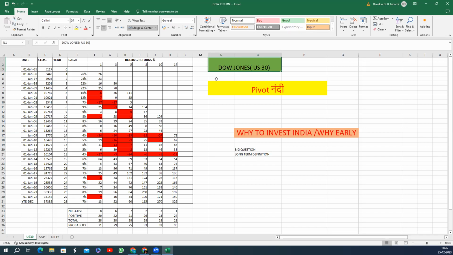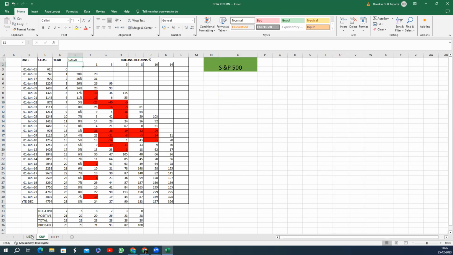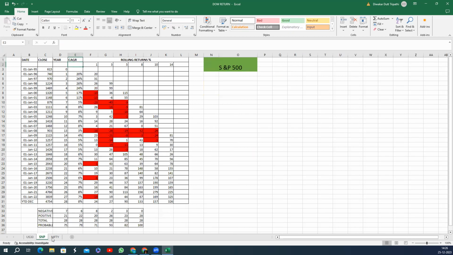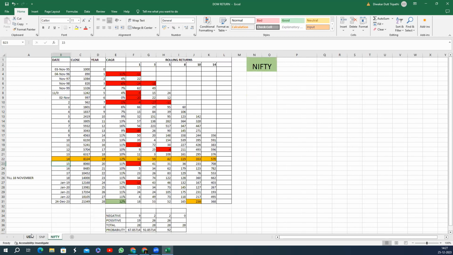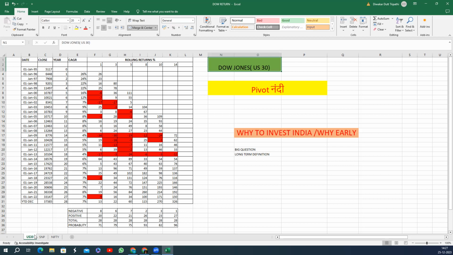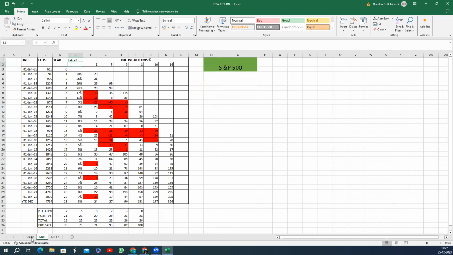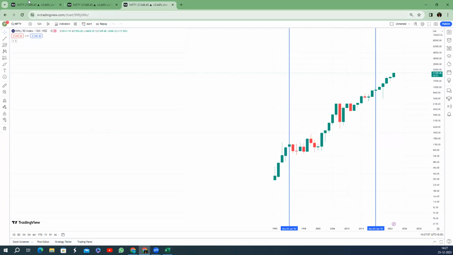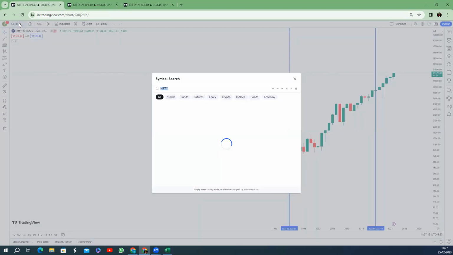But in the US there are two or three main indexes. One is Dow Jones, second is S&P, and third is the Nasdaq. So for case study purposes, I have taken three case studies: US 30, S&P, and lastly I'll share how Nifty has given investment returns in the long term. For more clarity, I'll go here and share one thing, US 30.